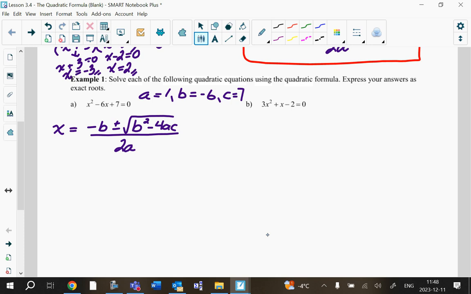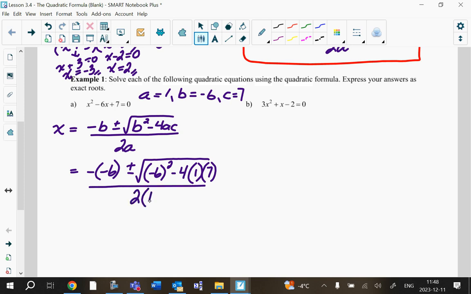Be careful, because it's going to be negative 6. It will when we simplify it. Plus or minus. Remember, when you square a negative, you need parentheses, because when you square a negative, it becomes positive. Minus 4 times the value of a, which is 1, times the value of c, which is 7. All divided by 2 times the value of a, well, we know a is 1. So now we just simplify this as much as we can.